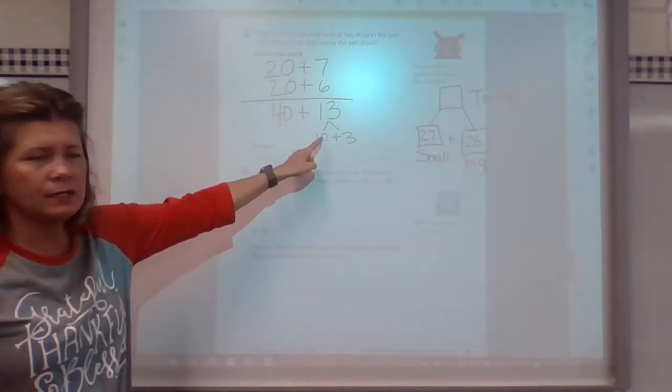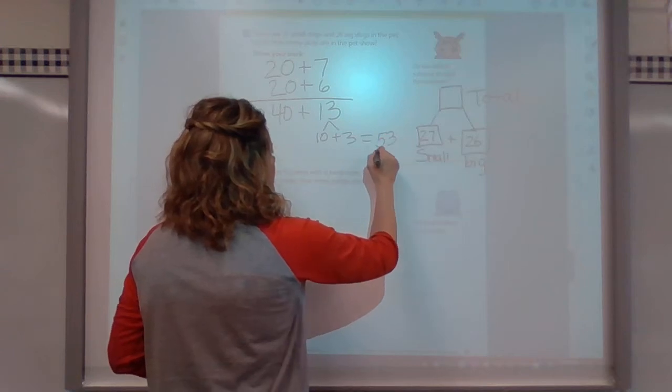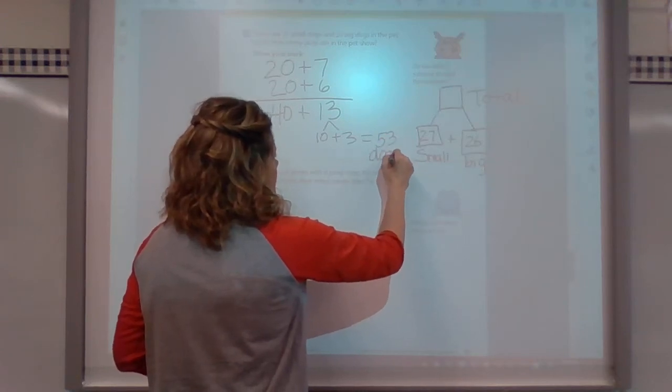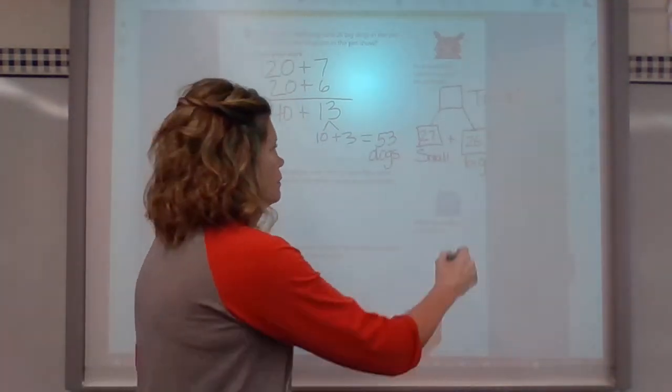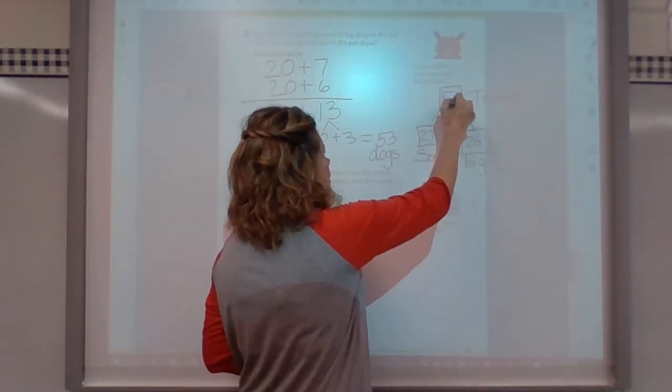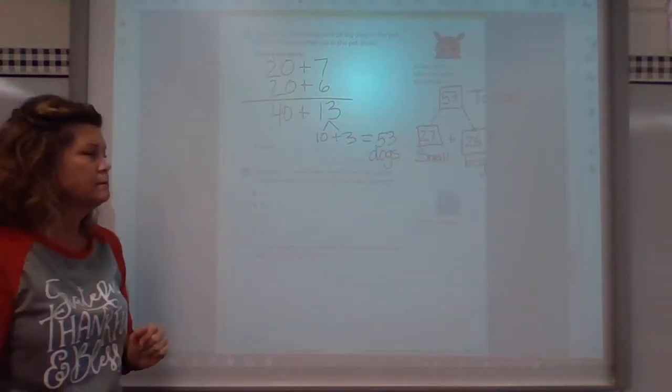So 40 plus 10 is 50. 50 plus 3 makes 53. I'm kind of out of space, so I'm going to write dogs underneath. 53 dogs. That's how many dogs all together, okay? That would be our total number up here at the top, 53. And we solved that by pulling it apart, okay?